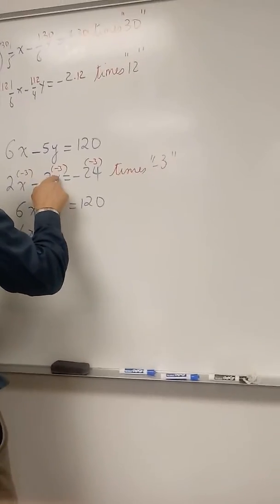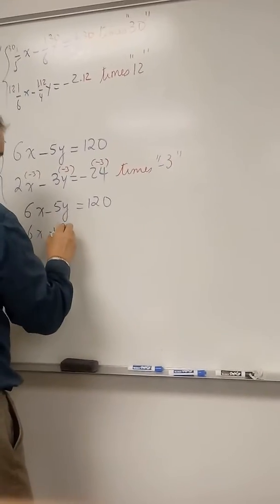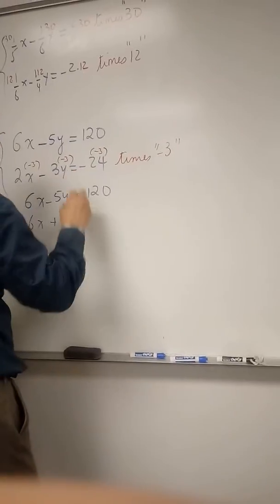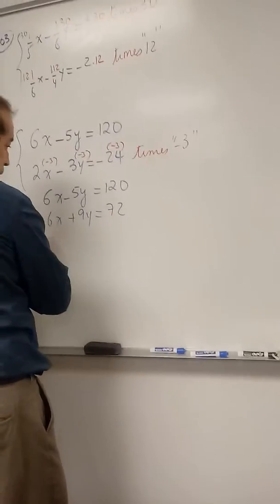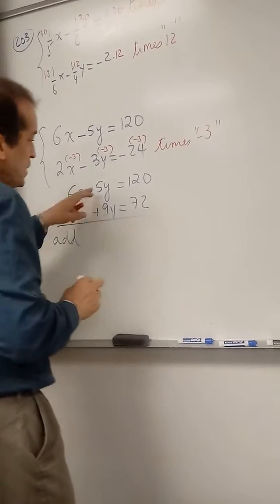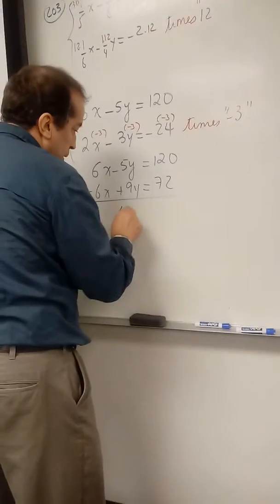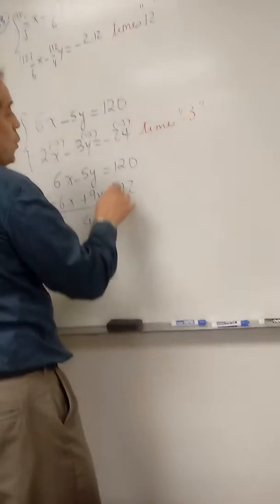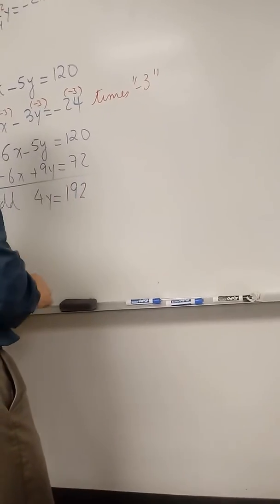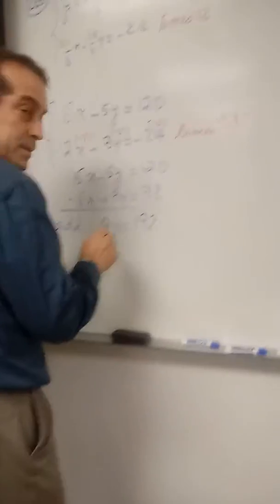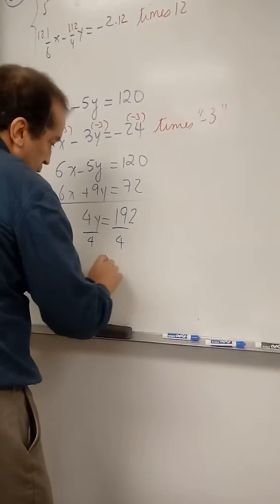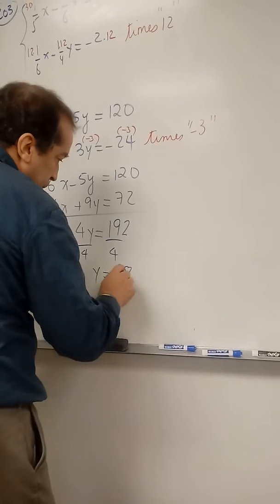Minus 3y times minus 3 is plus 9y equals 24 times minus 3 times a minus is 72. Add these equations. Minus 5y plus 9y is 4y. 120 plus 72 is 192. Divide both sides by 4, and that gives you y equals 48.